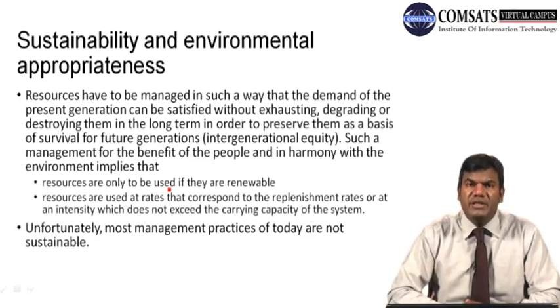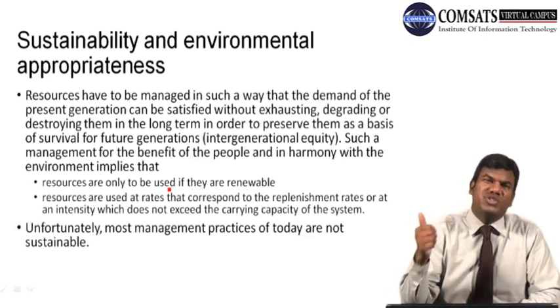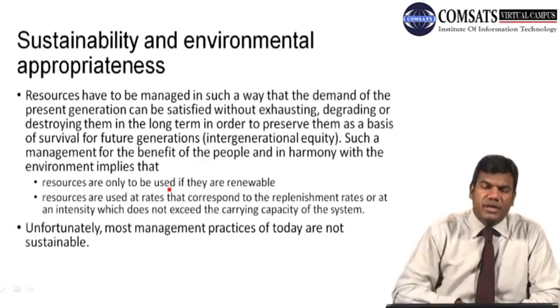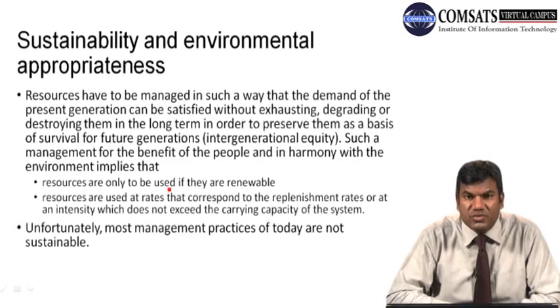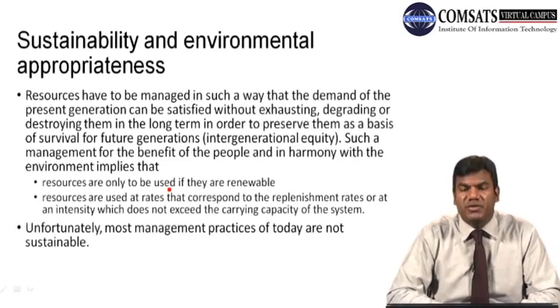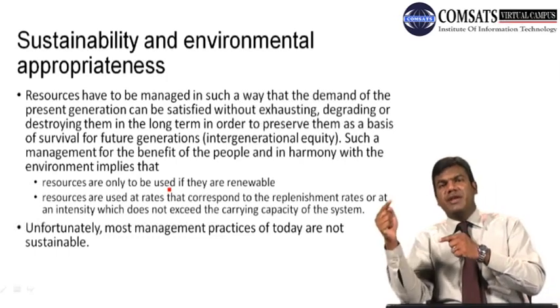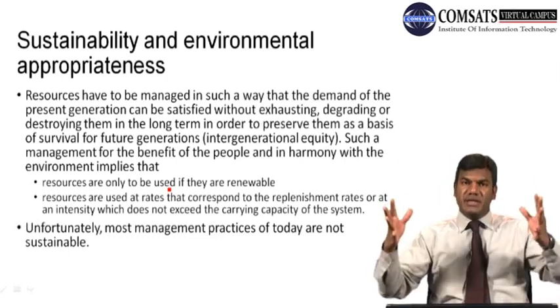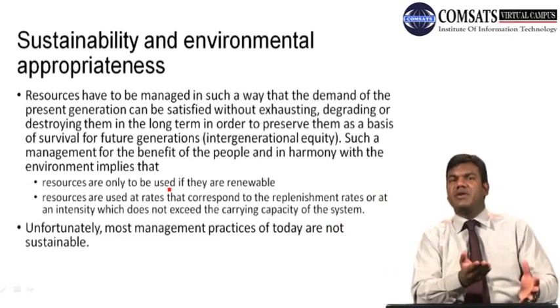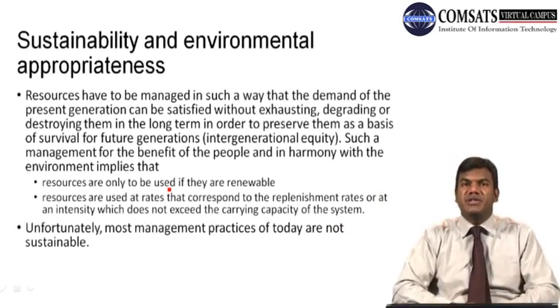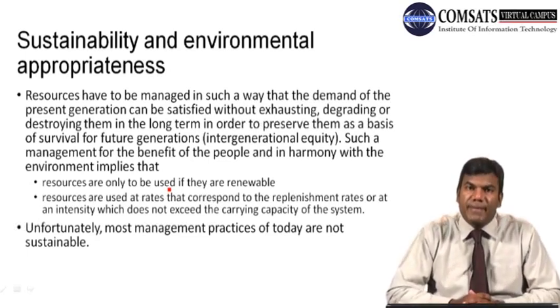So to bring such harmony, first, you use the renewables. Number 2, when you are using the resource, you should know its replenishment rate at any intensity, and it should not exceed the carrying capacity of the system. Once you know the replenishment rate, once you know that a system has this many trees, I should not finish them all. So your intergenerational equity will remain and proper utilization of resources will also remain.